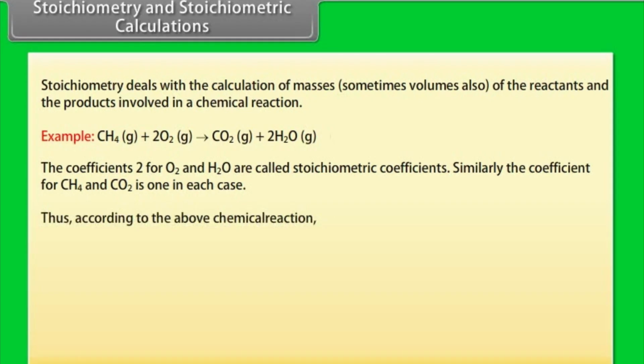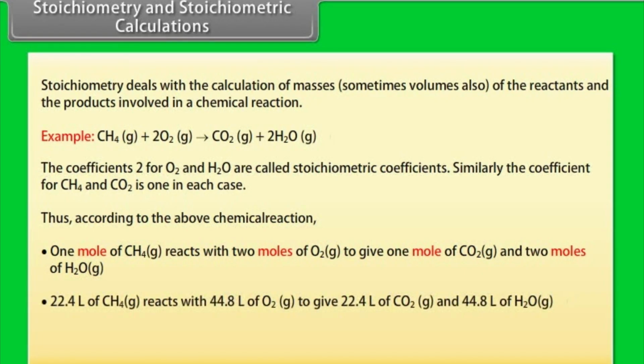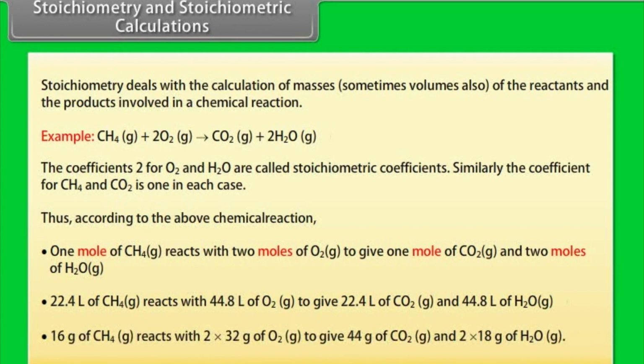Thus, according to the above chemical reaction, 1 mole of CH4 reacts with 2 moles of O2 to give 1 mole of CO2 and 2 moles of H2O. 22.4 liters of CH4 reacts with 44.8 liters of O2 to give 22.4 liters of CO2 and 44.8 liters of H2O. 16 gram of CH4 reacts with 2 into 32 gram of O2 to give 44 gram of CO2 and 2 into 18 gram of H2O.